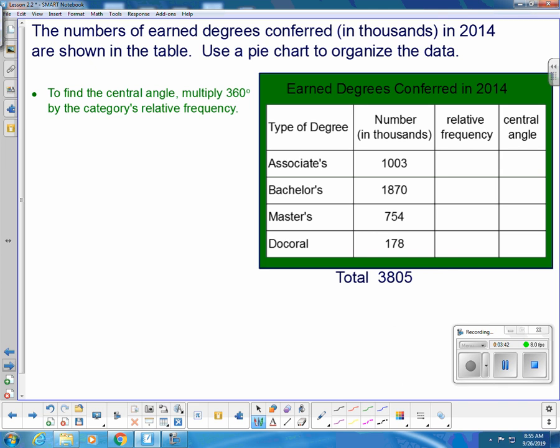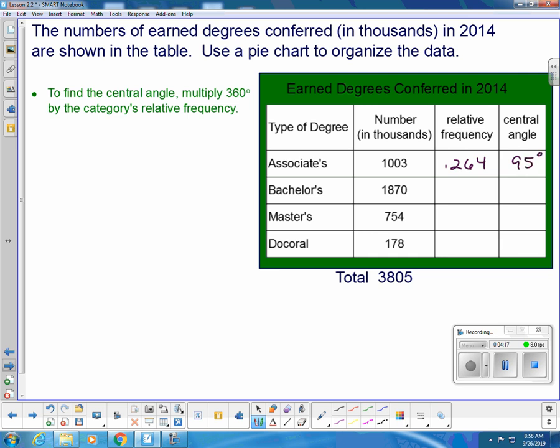Here's some data. The number of degrees conferred, in thousands, in 2014 are shown in the table. Use the pie chart to organize the data. So you need to figure out the relative frequency. Relative frequency is the frequency divided by the total number in the data set. So about 26% got an associate's degree. And if we wanted to get a central angle, we would multiply that by 360. I'm rounding to the nearest degree, so 95 degrees.